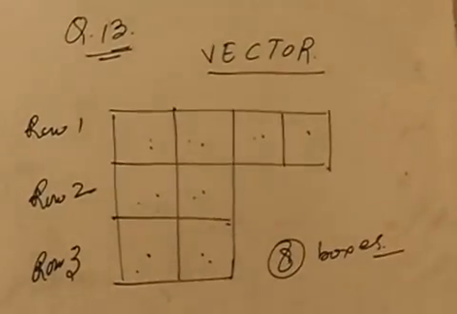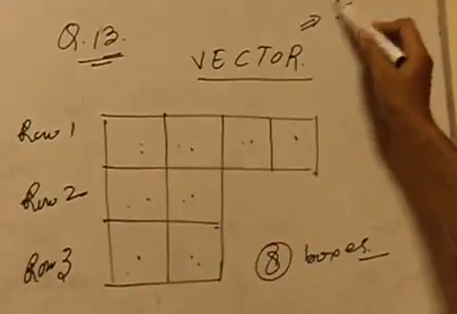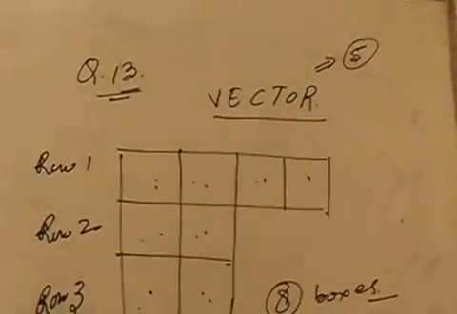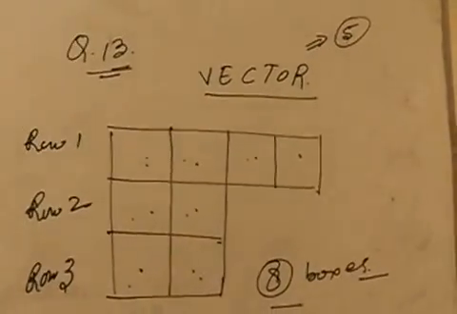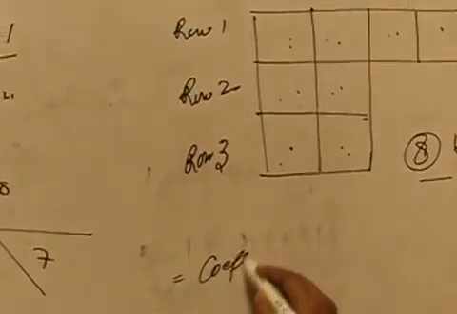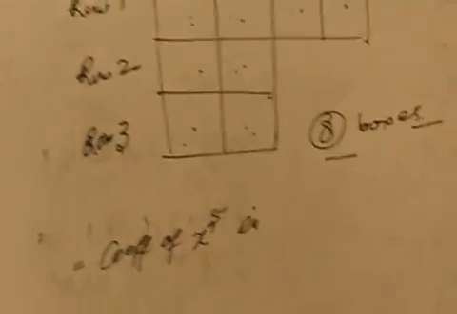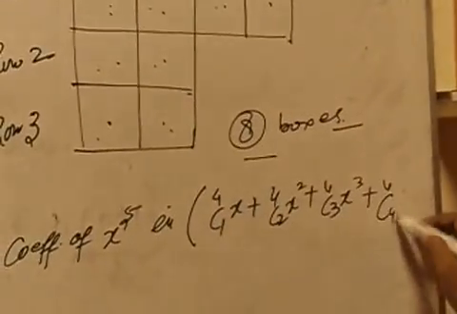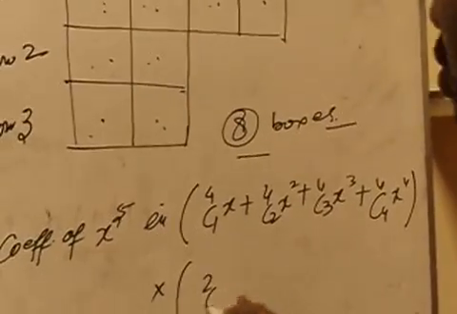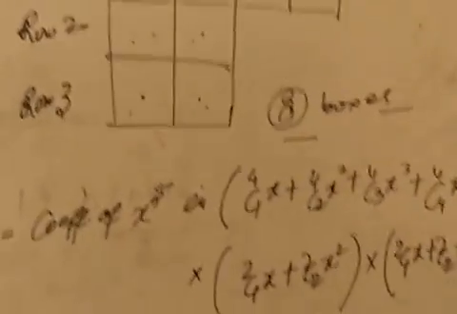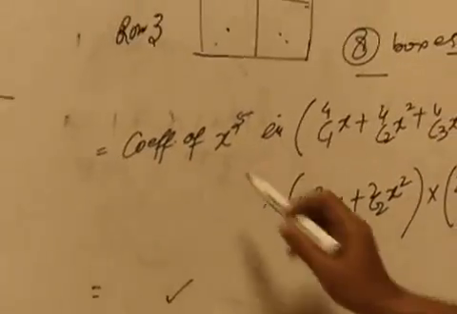The question is to arrange the letters of the word VECTOR in these boxes. 8 boxes are given and the letters are to be arranged such that no row remains empty. We can easily find the answer using multinomial expansion, as the coefficient of x to the power 5 in the expansion of (4c1 x plus 4c2 x square plus 4c3 x cube plus 4c4 x to the power 4) multiplied by (2c1 x plus 2c2 x square) multiplied by the same (2c1 x plus 2c2 x square).